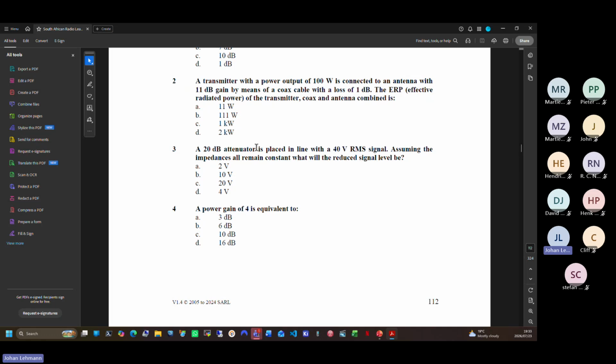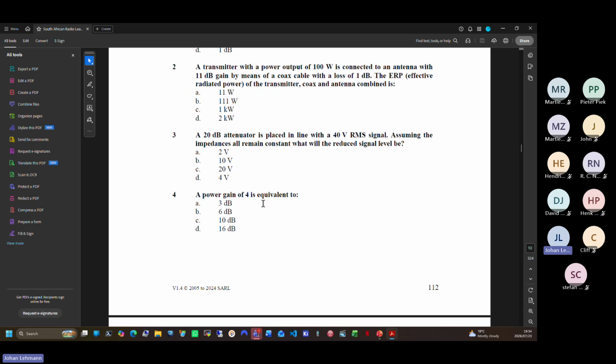Question 3. A 20 dB attenuator is placed in line with a 40 volt RMS signal. Assuming the impedances remain constant, what will the reduced signal be? So in other words, on the other side of the 20 dB attenuator, how many volts RMS will I get out? So now which formula do I take? 10 log or 20 log? Volts, so 20 log. It's not power. So we use the 20 log formula, and we just work it the other way around, where we've got the dB value and the top value. We need the bottom value of the ratio. So if we do our mathematics, we should get an answer of 4 volts. It's D.